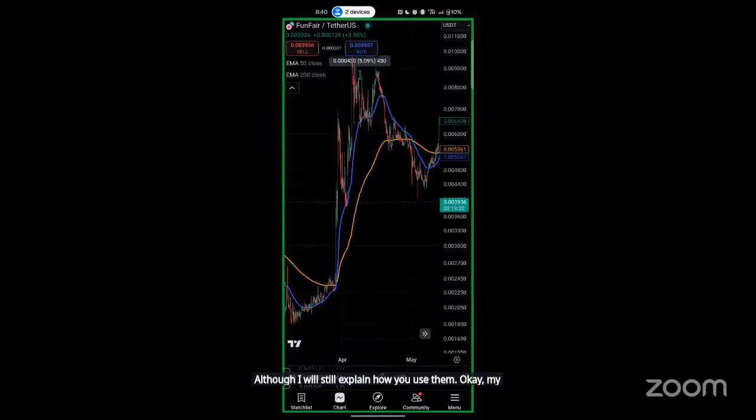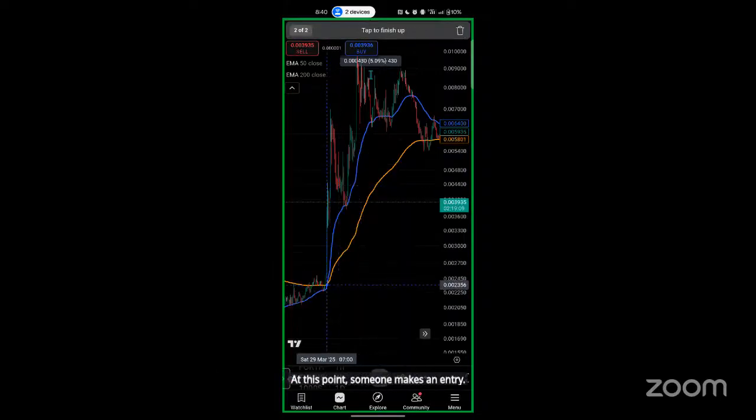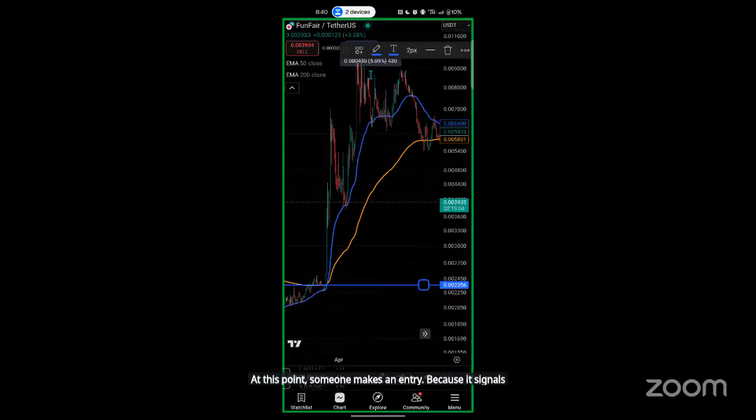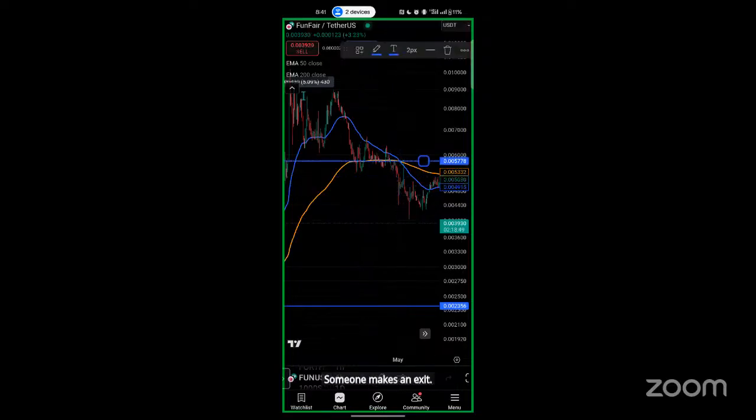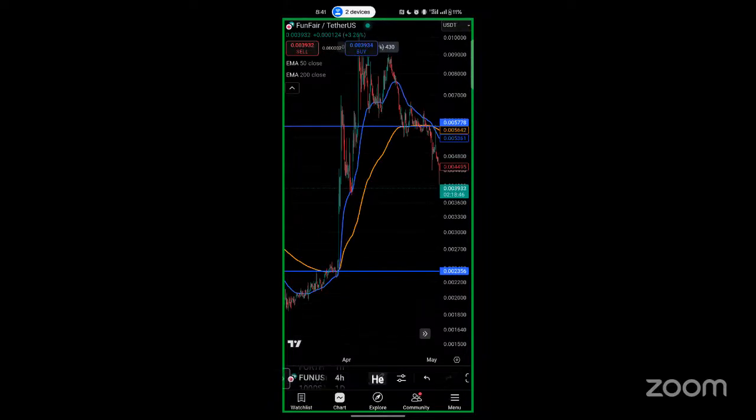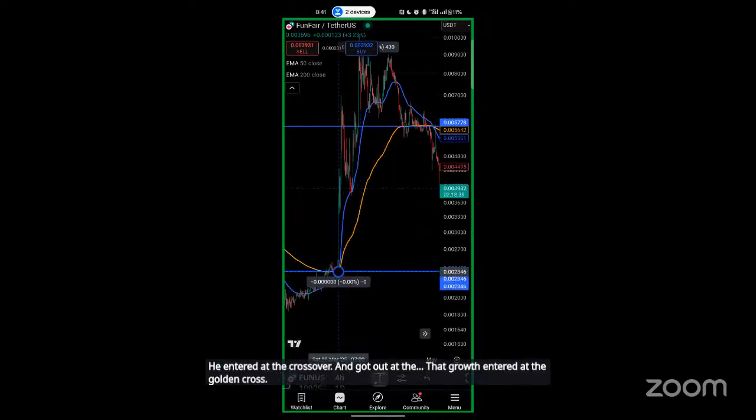My point number two, I'm using this other coin. Entry and exit using crossovers. Some traders use moving averages to make entries and exits in the market. For example, when a 50 moving average crosses a 200 moving average, at this point someone makes an entry, because it signals a buying opportunity. He stays in the trade. And when the 50 moving average crosses the 200 moving average down to here, someone makes an exit. Let's see how much profit this person made. He entered at the golden cross and got out at the death cross.